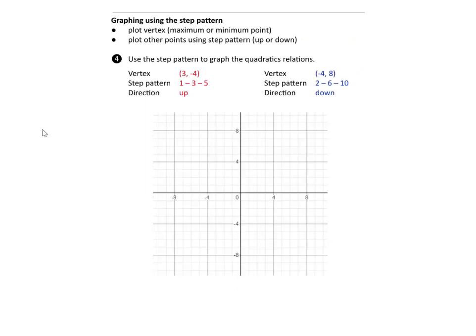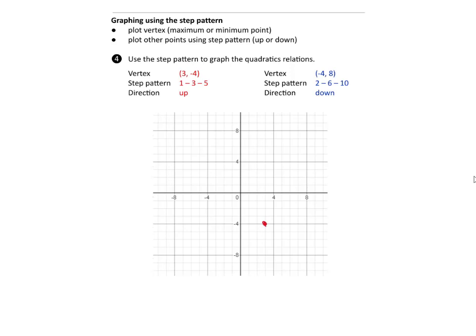Now we're going to talk about graphing using a step pattern. So first thing you do is you plot your vertex, which is your maximum or minimum value, and then you plot your points using the step pattern going up or down. Your step pattern will be 1, 3, 5, or some sort of multiple of that. So here it says use the step pattern to graph the following relations, and we have in red our vertex. So we're going to draw that in red. So in red we have 3, -4. Going to plot that first.